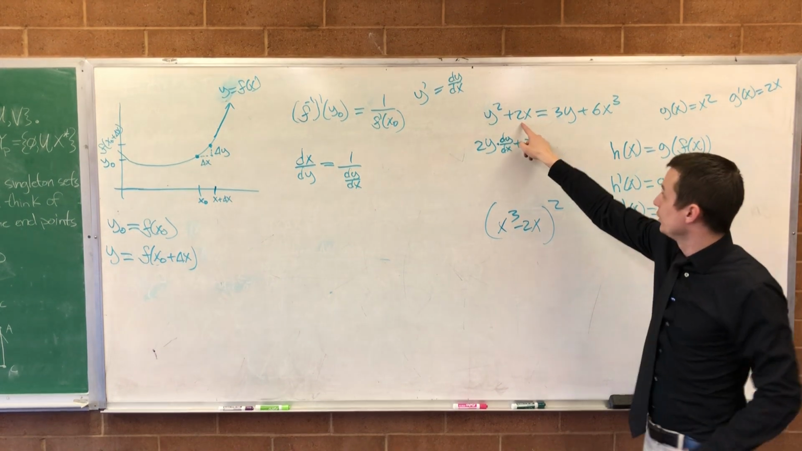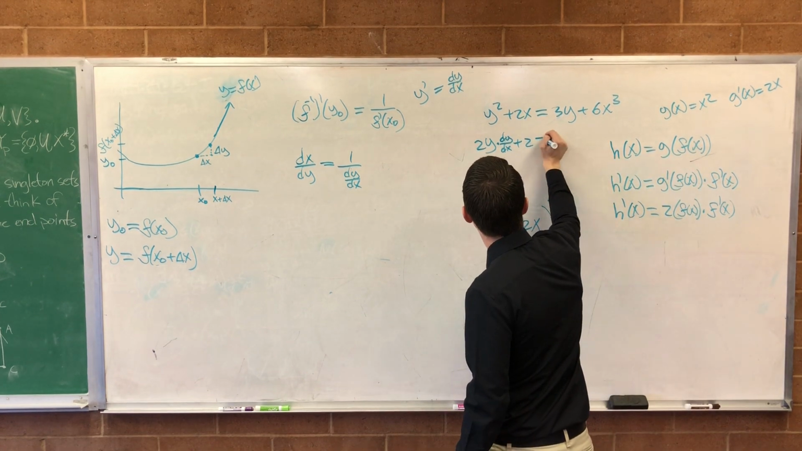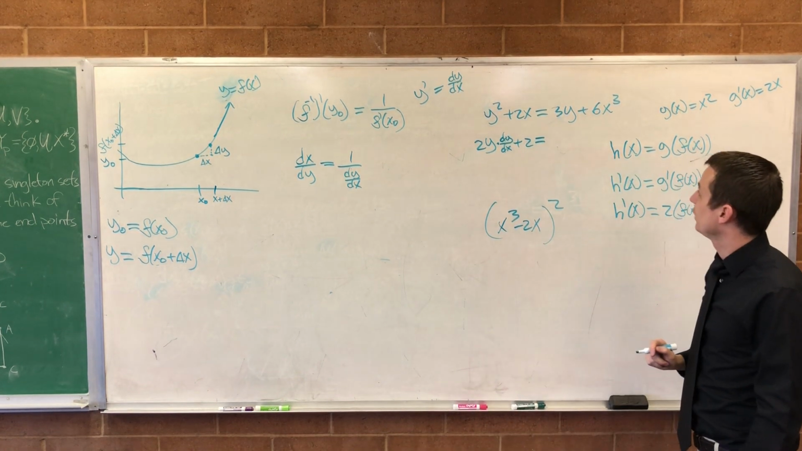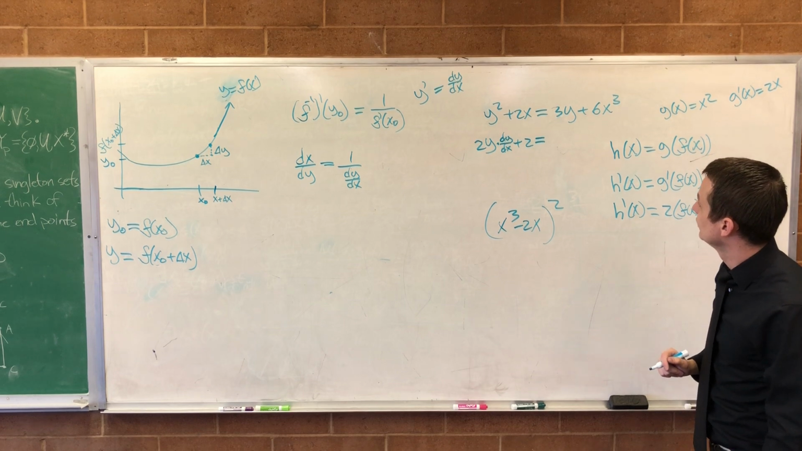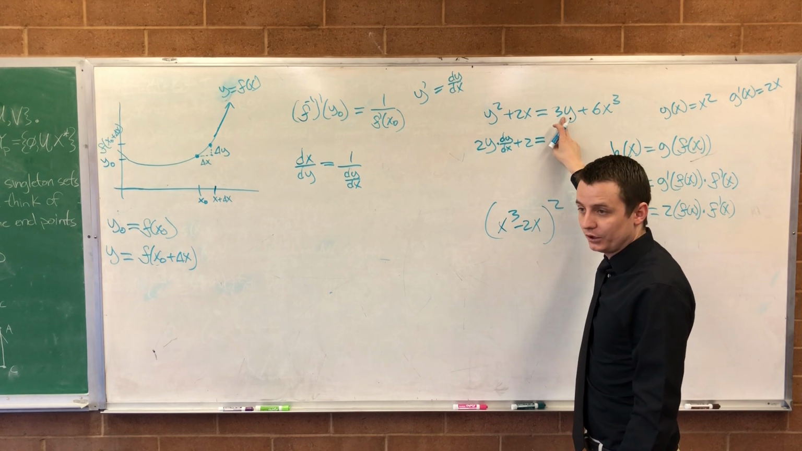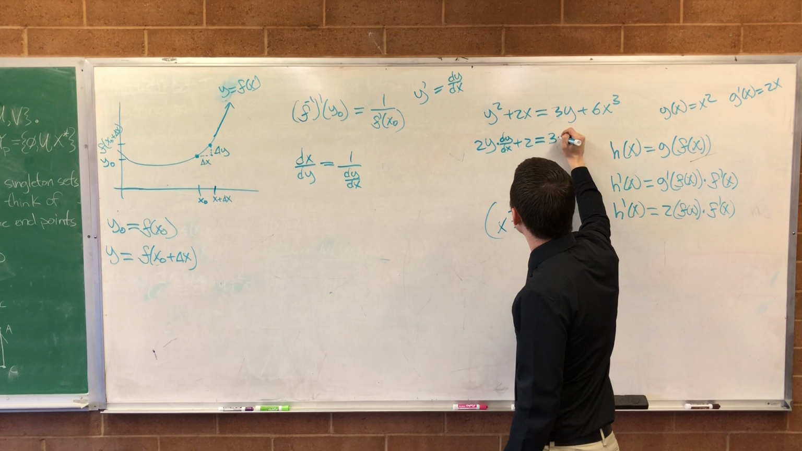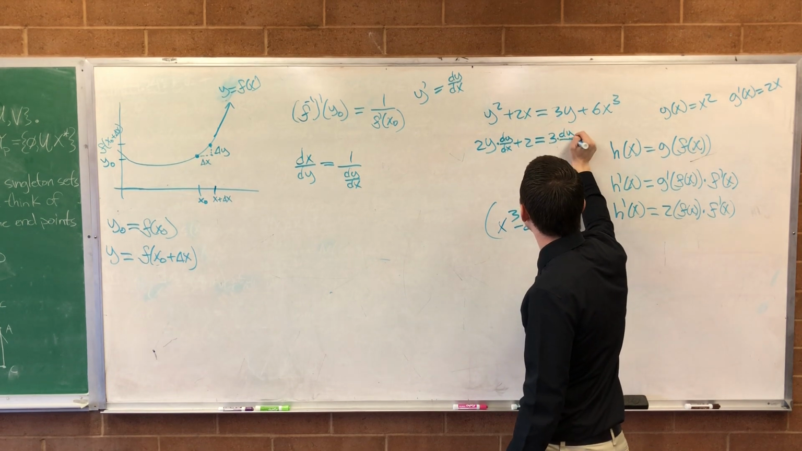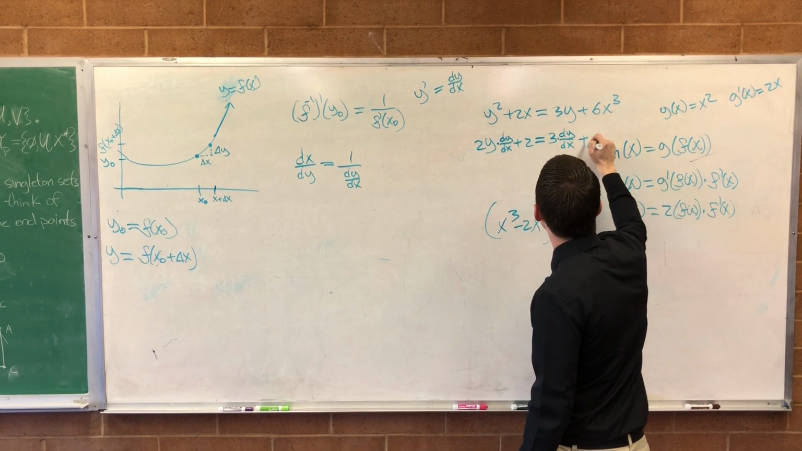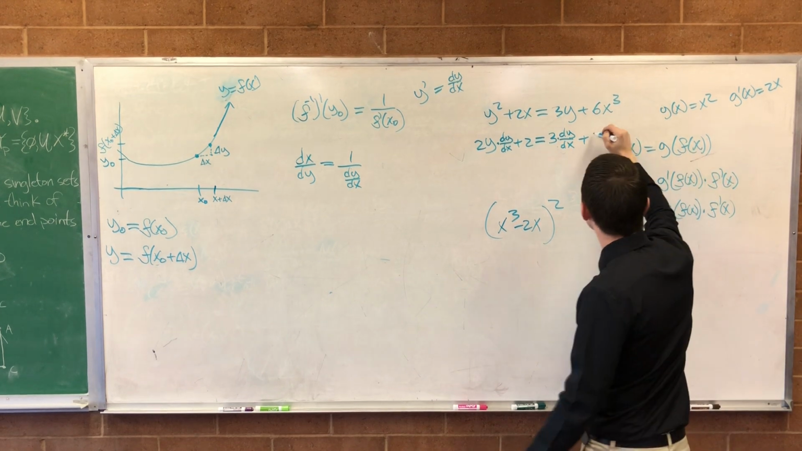Alright, and now the derivative of 2y is just 2y dy dx, is equal to, probably shouldn't have y's on both sides, we'll be fine, is equal to, what's the derivative of 3y? 3. Almost. 3 dy dx. Right, that's what I meant. Plus, what's the derivative of this thing? 18x squared.